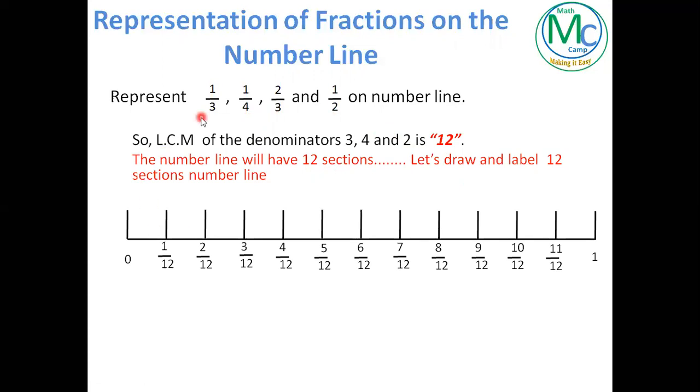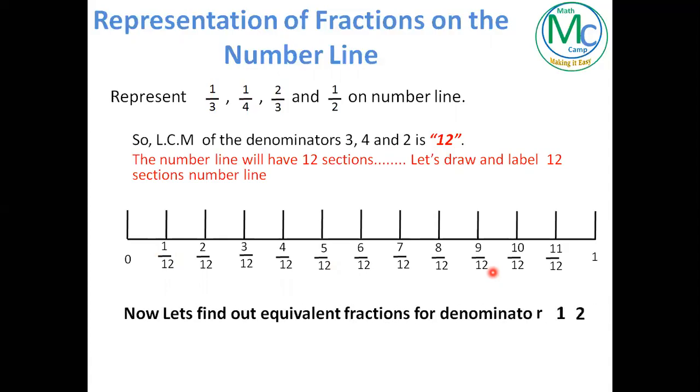Now there's a problem. We have to point out this 1 over 3 on this number line, but on this number line we cannot see any fraction of 1 over 3 or 1 over 4 or 2 by 3 or 1 by 2. So that means these fractions are not here in actual. So what are we going to do? Well, we are going to use the equivalent fractions method.